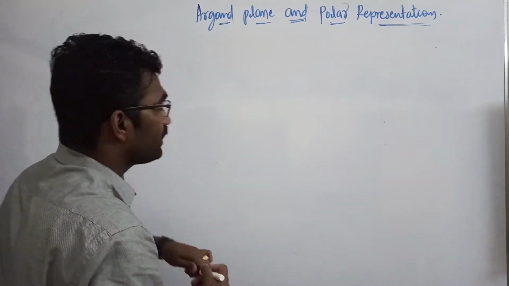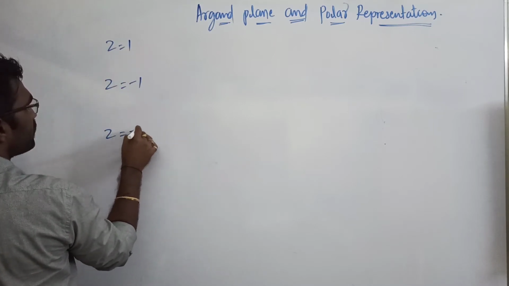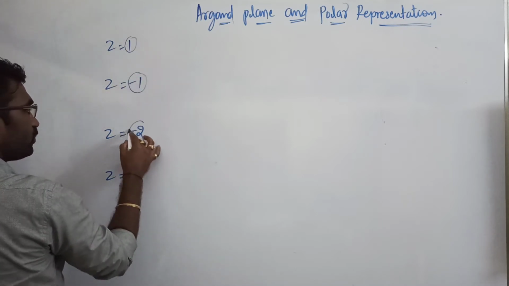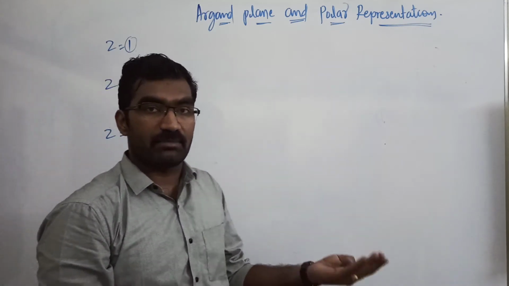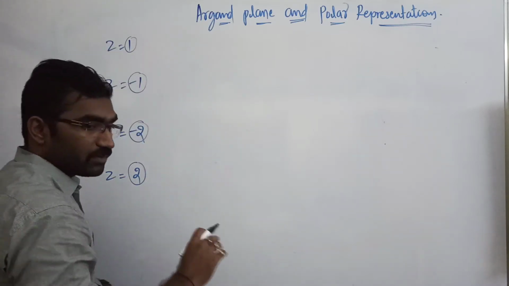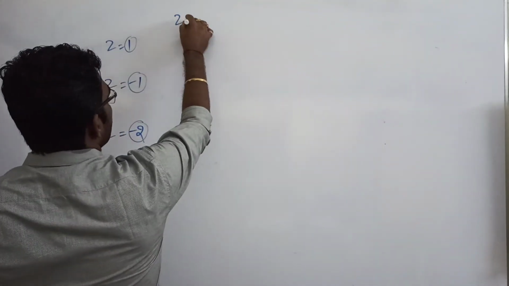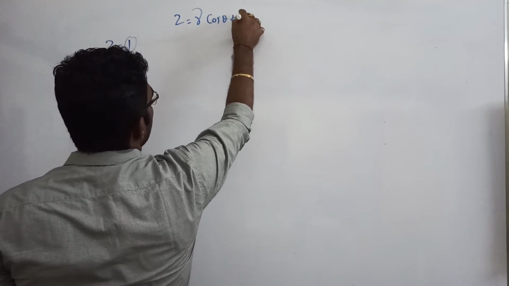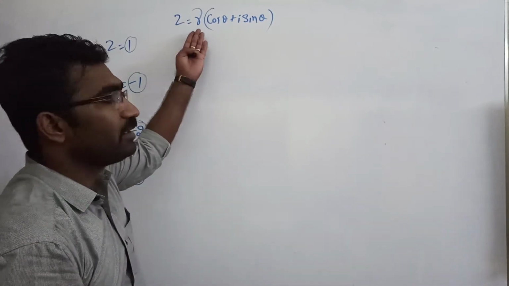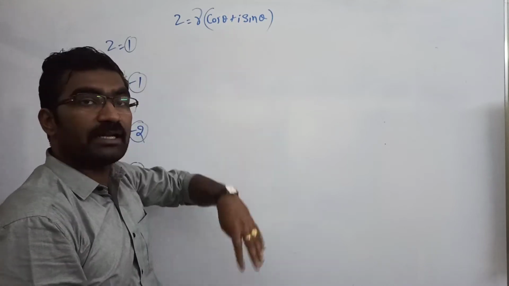Suppose the numbers are given like this: z equals 1, z equals minus 1, z equals minus 2, z equals 2. These are purely real numbers. All purely real numbers are also complex numbers, as we have seen in the previous videos. Now I want to write them in polar form. We know the polar form is z equals r into cos theta plus i sin theta. Every time I have to find r, then find theta, then substitute in the equation to get the polar form.